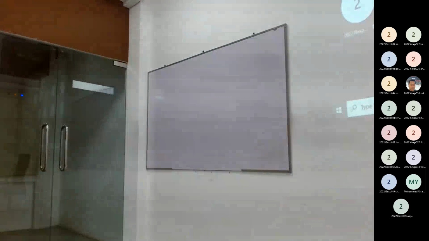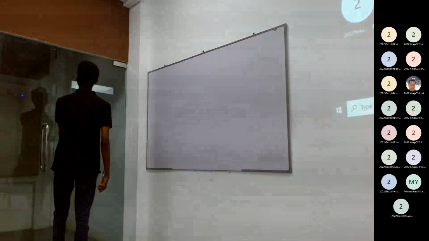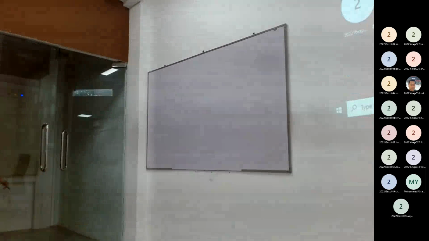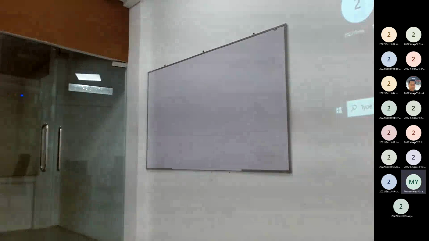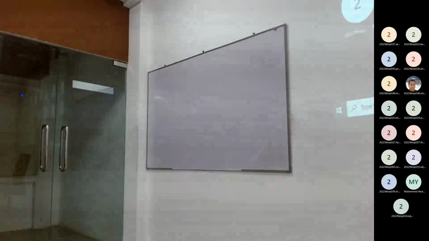Students who are joining by online platform, you all need to switch on your cameras. Please do it, and it's better if you have a particular distance between your camera and the computer. Anyway, you have to switch on the camera.